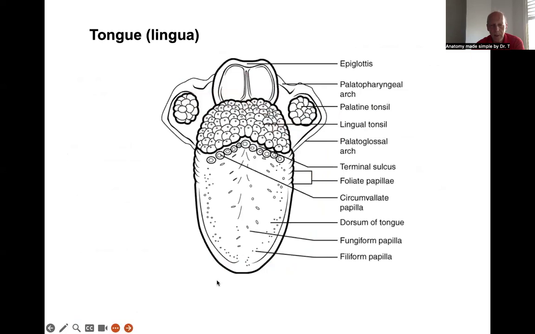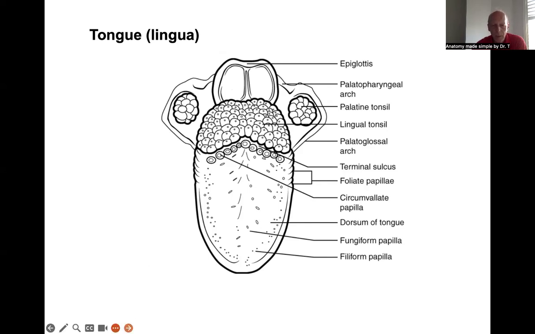Let's go to the next diagram, which really confirms filiform, fungiform papillae, dorsum of the tongue, circumvallate papillae, now an indication of where the foliate papillae are found, terminal sulcus with circumvallate papillae, arches, palatopharyngeal, palatoglossal arch, and palatine tonsil, lingual tonsil, epiglottis. I also like this black and white diagram because it sometimes offers a little bit more direct clarity. So between the first one and this one, you pick and choose which one you would prefer to keep and to use for your studies.